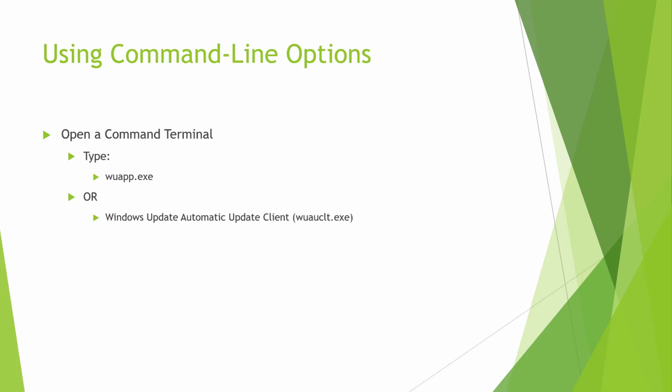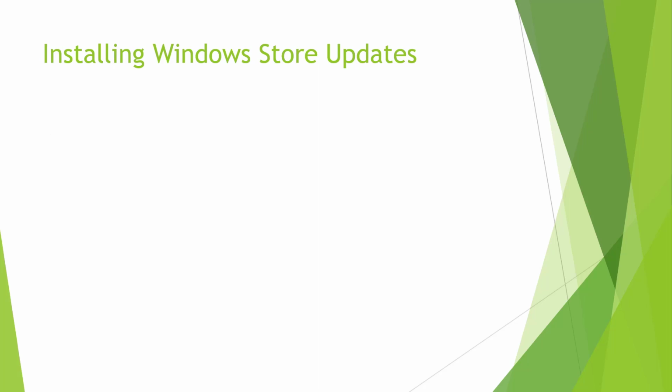Lastly, we have the ability to do command line updates. You can type WUAPP.exe, or you can do a WUAUCLT, and that loads our Windows Update settings at the command terminal. Again, realistically, you're not going to be doing this via a command terminal. You're going to be using the built-in GUI, but the options are there. Lastly, there is the Microsoft Store.